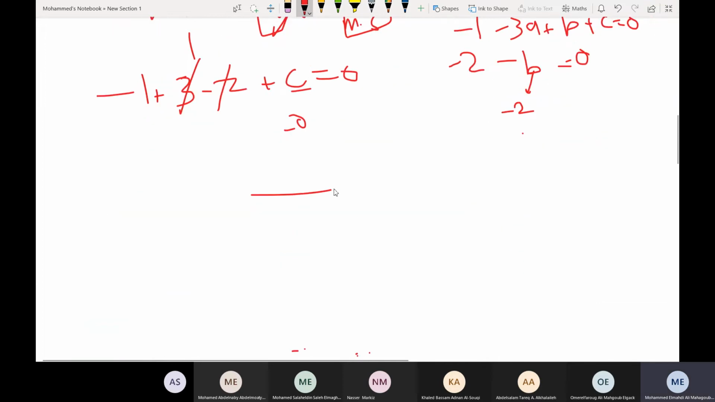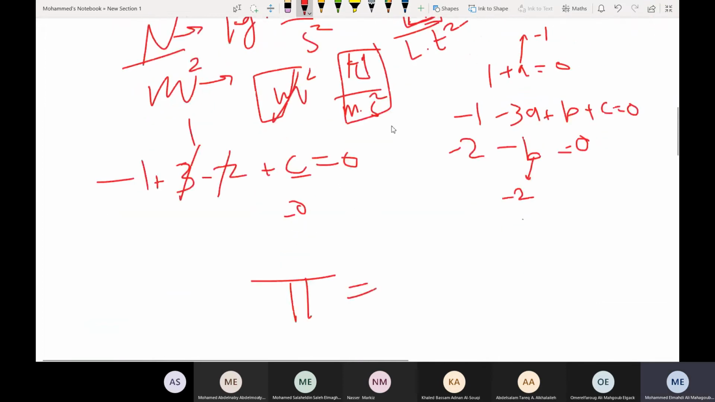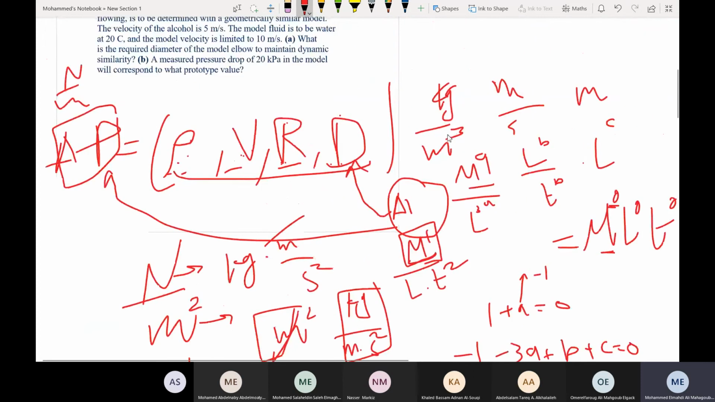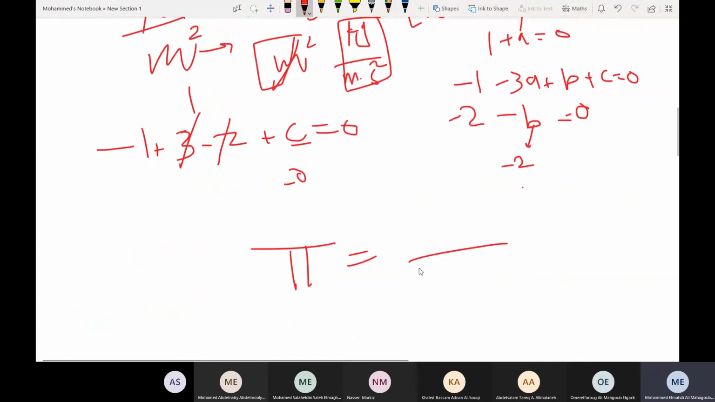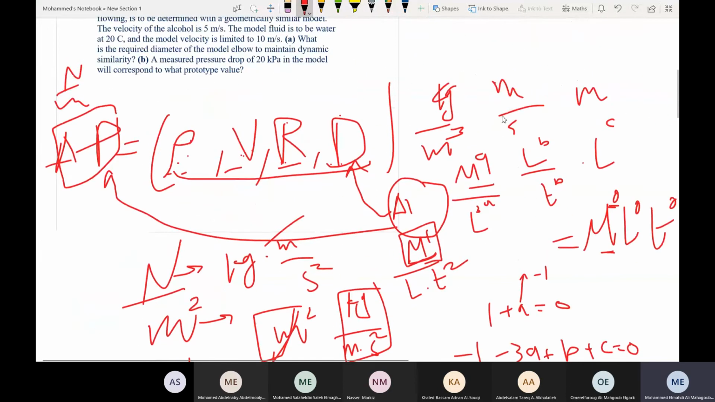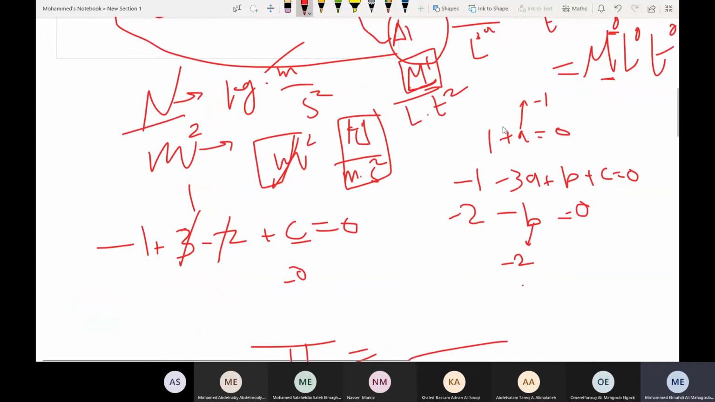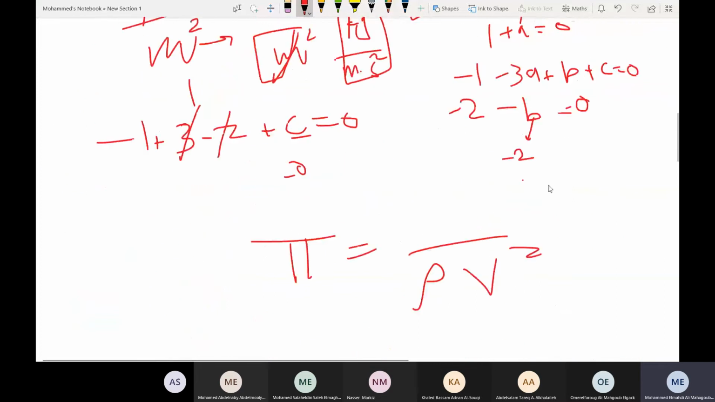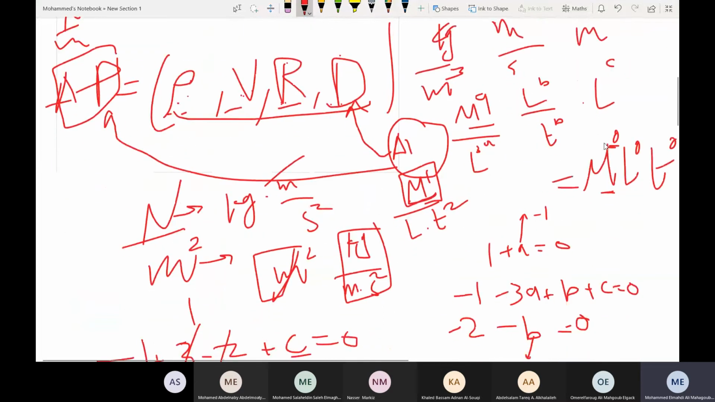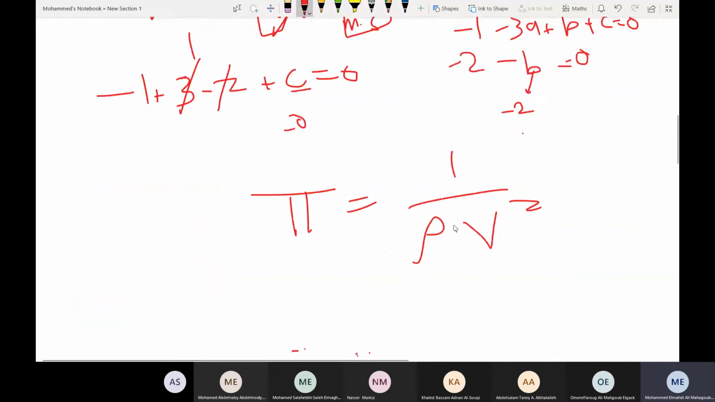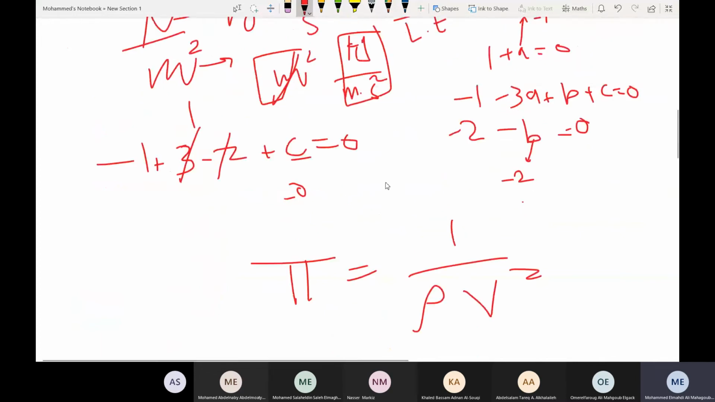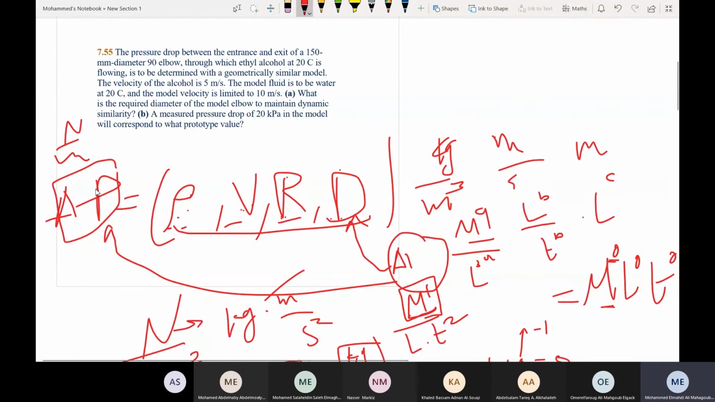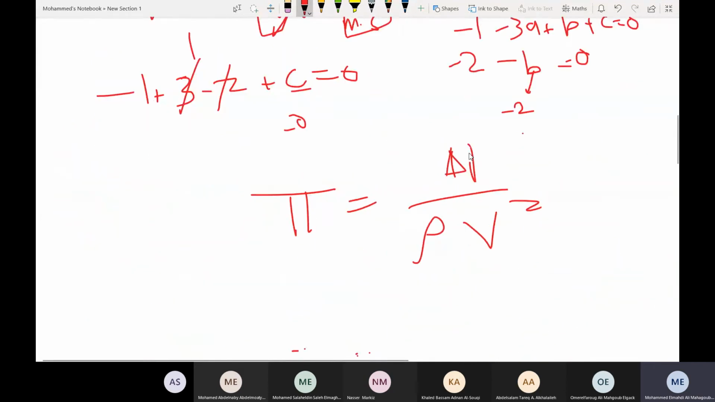So what will the pi be? Pi equal to what? Remember the repeating parameters, we choose them, which are rho, v, r. So just substitute: rho to the power minus 1, so rho will be down. V to the power minus 2, so v will be down squared. Finally, c is 0, so we don't have it. So 1 over rho v squared, multiplied by delta p, because the power is 1.